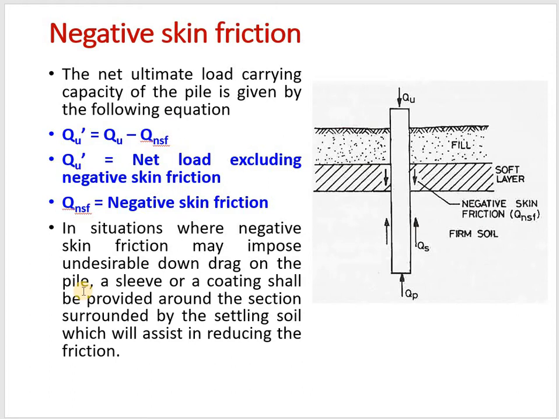When we find the negative skin friction, we can do some remedies. Before driving the pile, around that portion where it is probable, we can use sleeves, so that will reduce some amount of friction, or we can apply some coating around the pile surface, so that will also reduce some friction. And this is possible if you are driving the pile. Okay.